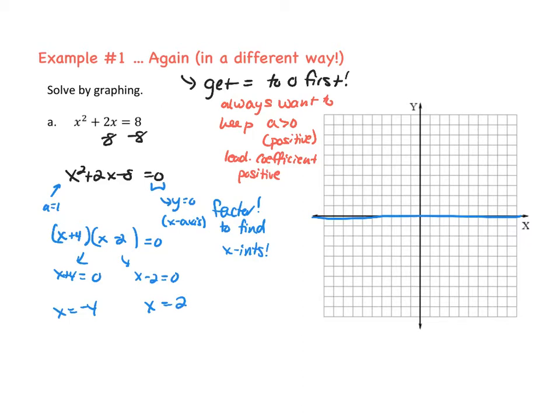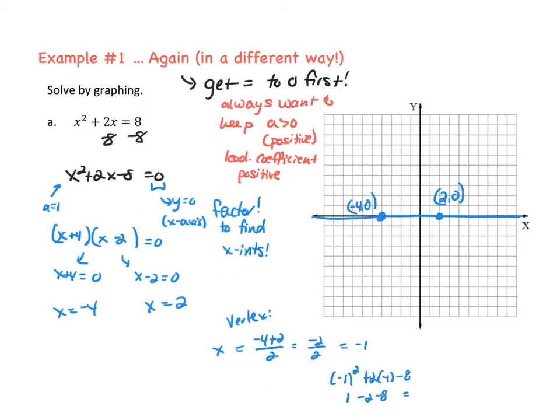So if I plot the x-intercept of -4 and the other x-intercept of 2, 0, I can quickly find my vertex so we can complete the parabola. I would add those together and divide by 2, which gives me -2 over 2. So the x value of my vertex is equal to -1. Then finding the output, if we plug it into the original equation, -1 squared plus 2 times -1 minus 8, that gives us 1 minus 2 minus 8, which is -9. So at -1, -9 is the vertex.